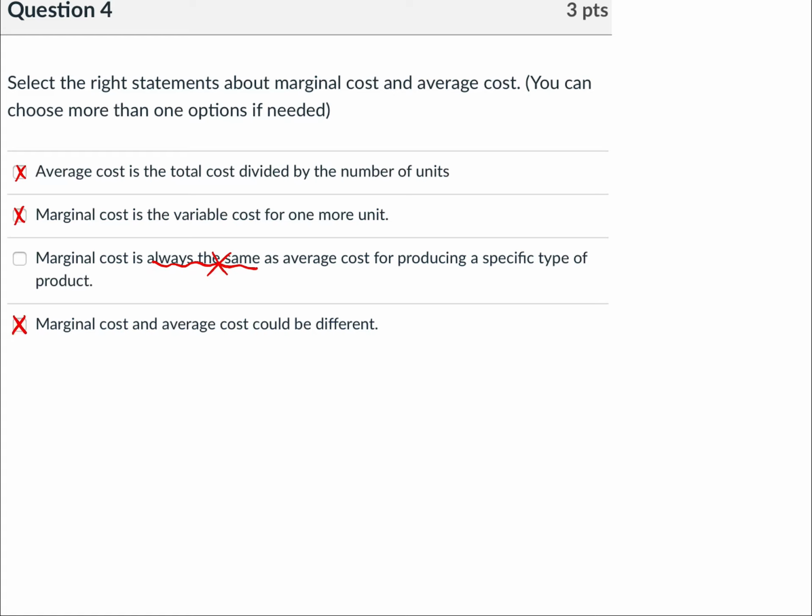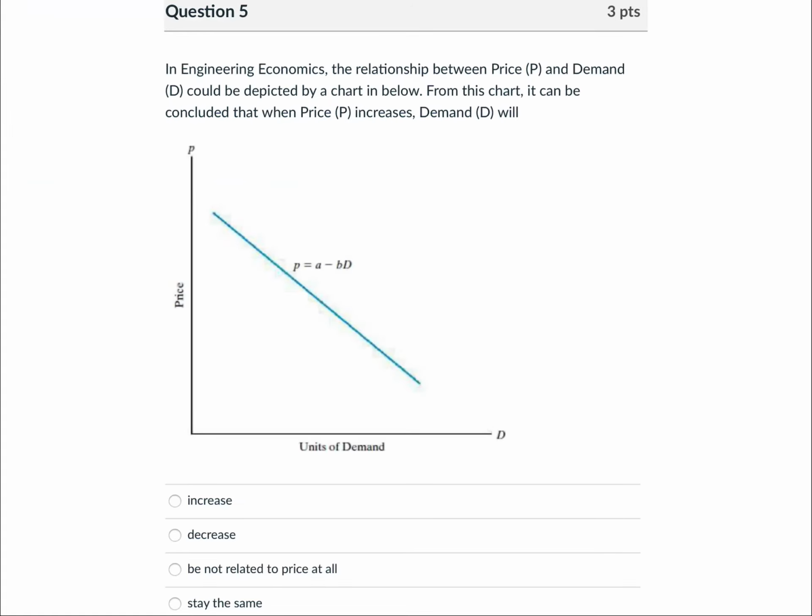Remember that we have shown a table listing the cost for each one more unit. Remember that? Then we calculated the average cost and the marginal cost, and we compared them, and we found the conclusion that they could be different. And usually, in many cases, they are different.